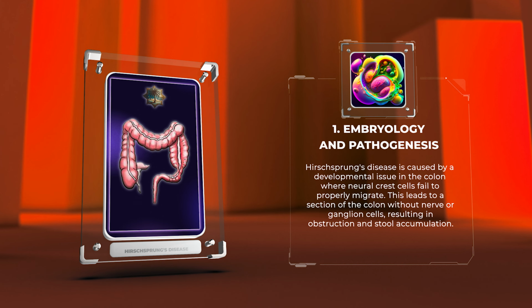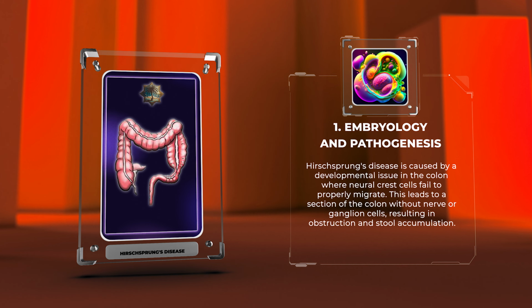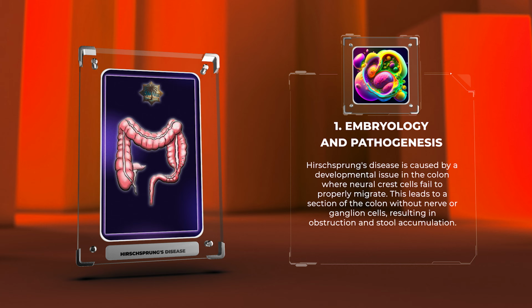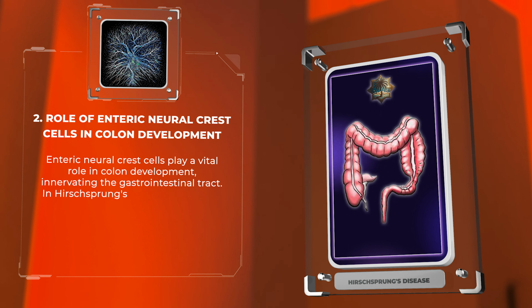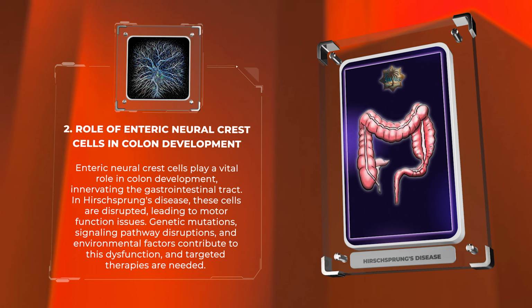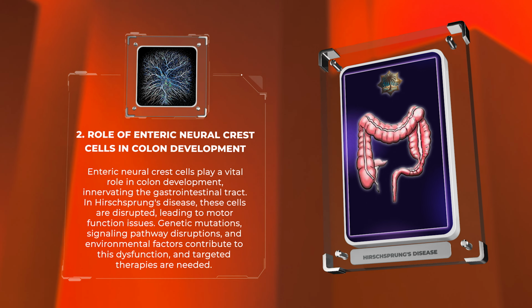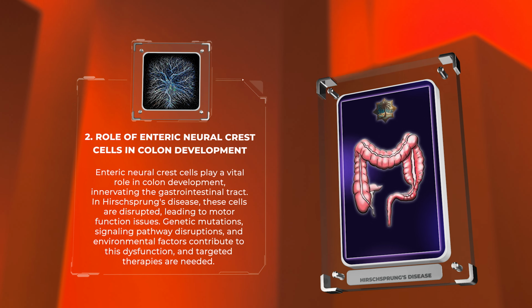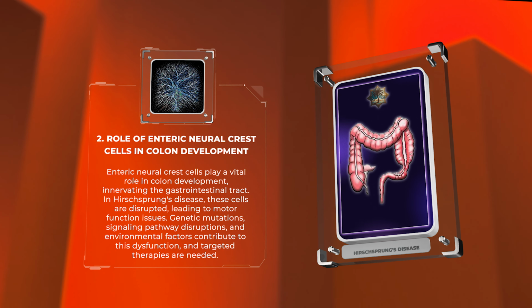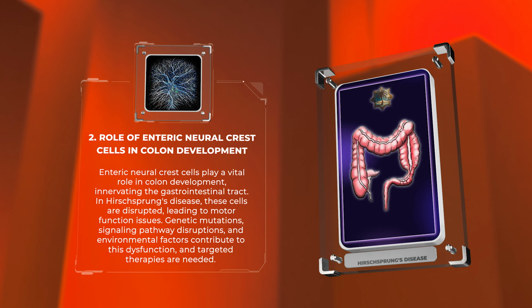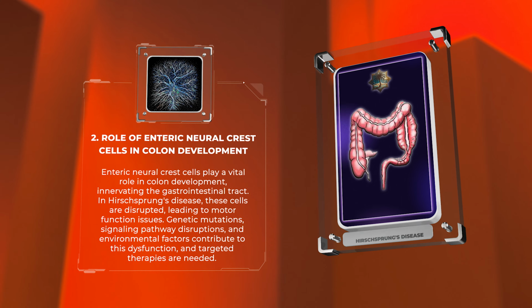This leads to a section of the colon without nerve or ganglion cells, resulting in obstruction and stool accumulation. Enteric neural crest cells play a vital role in colon development, innervating the gastrointestinal tract. In Hirschsprung's disease, these cells are disrupted, leading to motor function issues. Genetic mutations, signaling pathway disruptions, and environmental factors contribute to this dysfunction, and targeted therapies are needed.